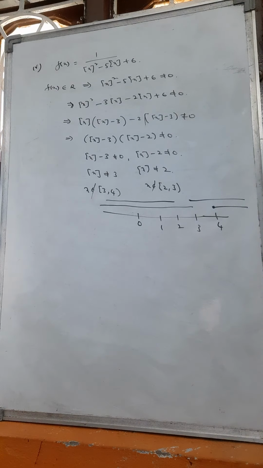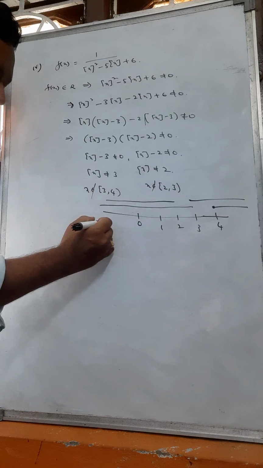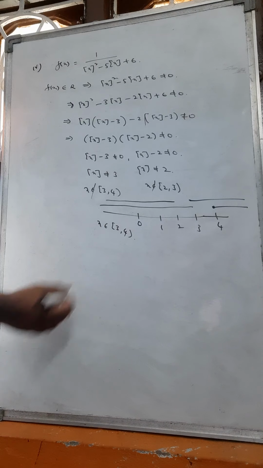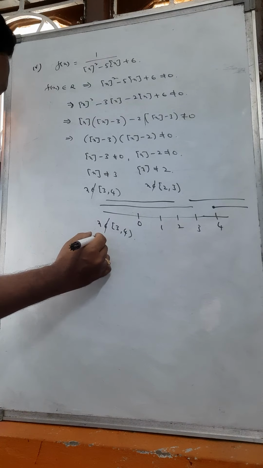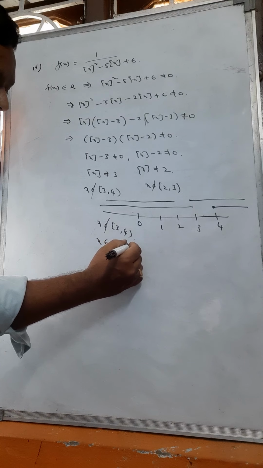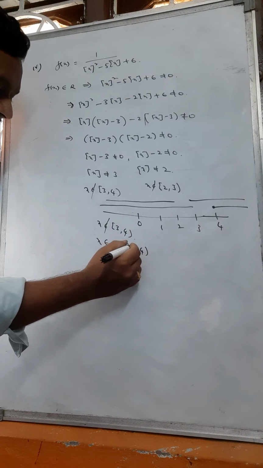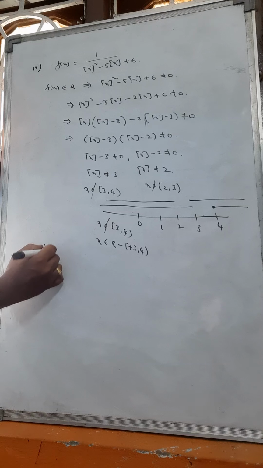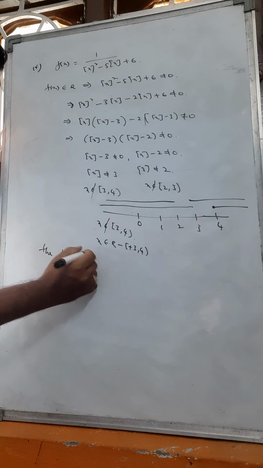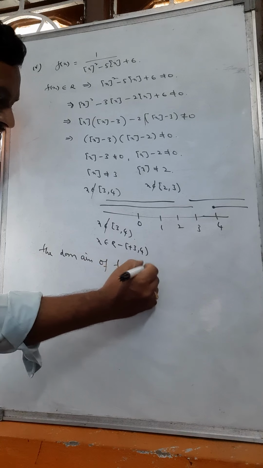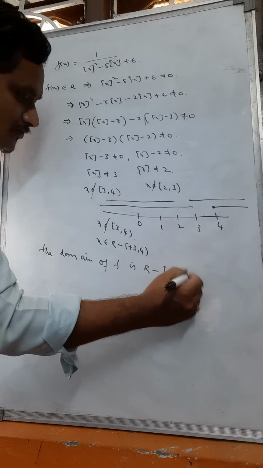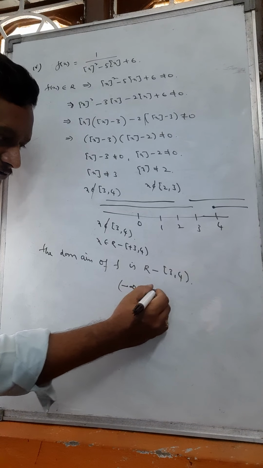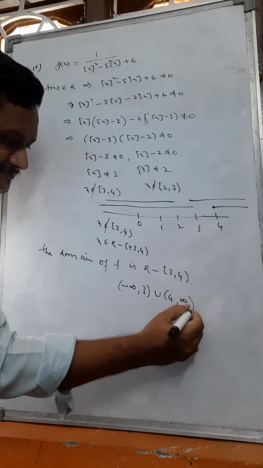So what is the combination for this? So x does not belong to the closed interval 3 to 4. So x belongs to all the real numbers except 3 comma 4. Okay, this is the domain of f: R minus {3, 4}. That means minus infinity to 3 union 4 to infinity.